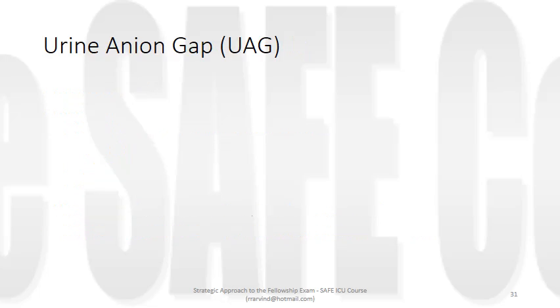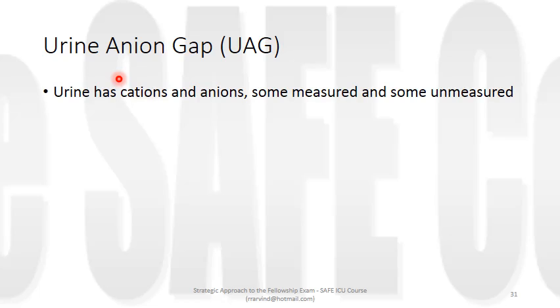Next, let's talk about the urinary anion gap. Firstly, we should understand the physiology of the urinary anion gap. Urine has both cations and anions, and some of these are measured and some of these are unmeasured in the urine, particularly the cations. The major unmeasured cation in the urine is ammonium, NH4+.